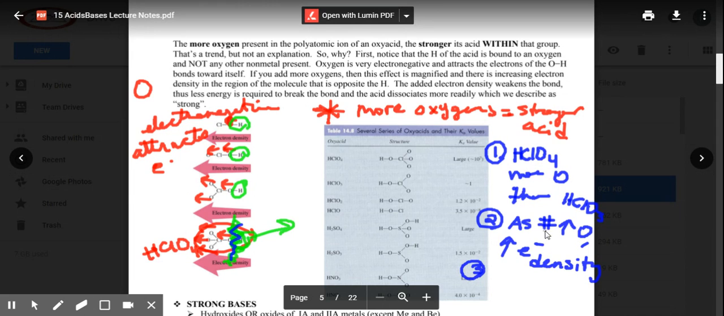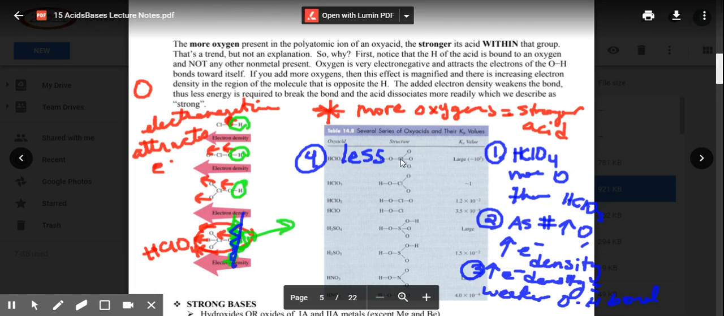Because you are increasing the number of oxygens, which increases the electron density, this actually makes the bond weaker. So that equals a weaker OH bond. And if you're making this OH bond weaker, what that means is it doesn't take as much energy to chop that off, right? It doesn't take as much energy to dissociate that. So step 4 is less energy.